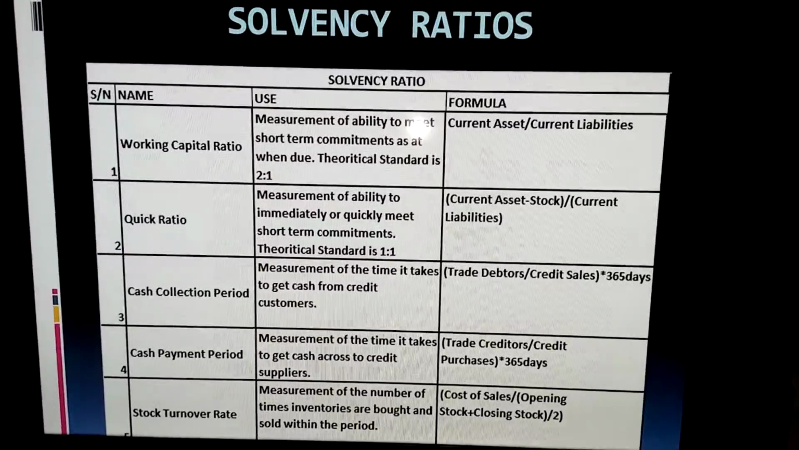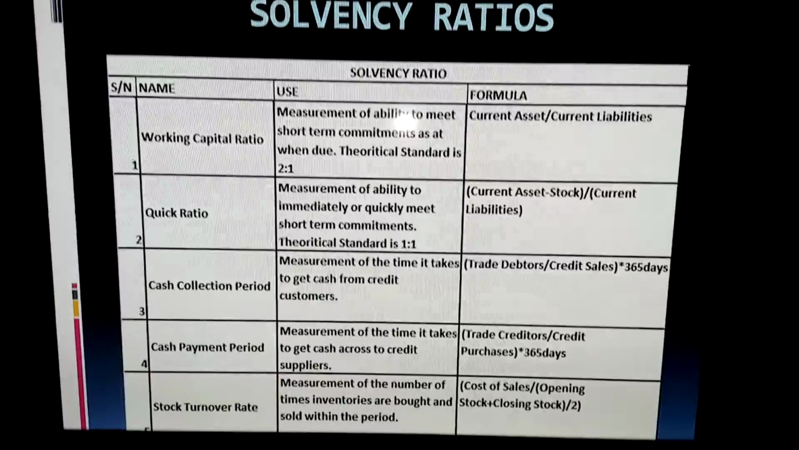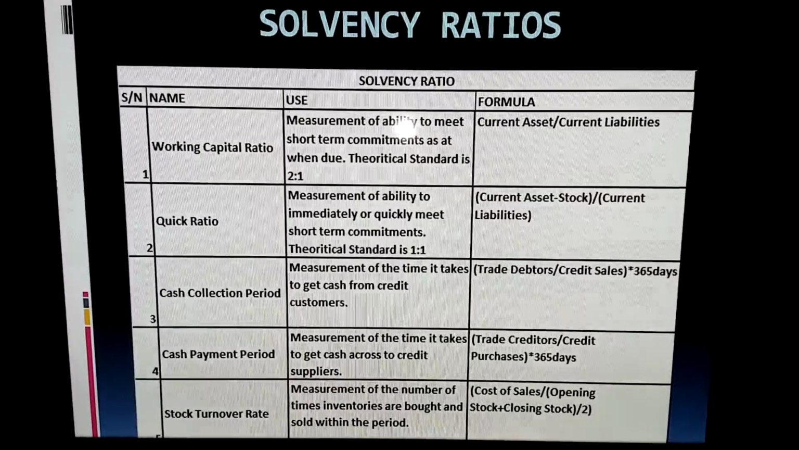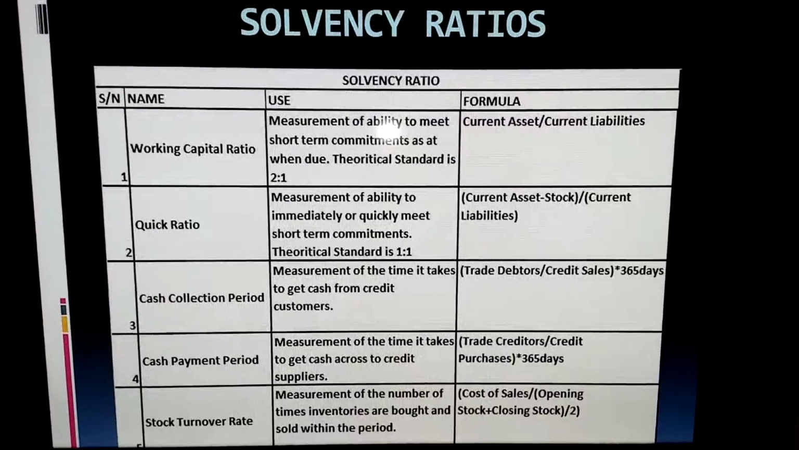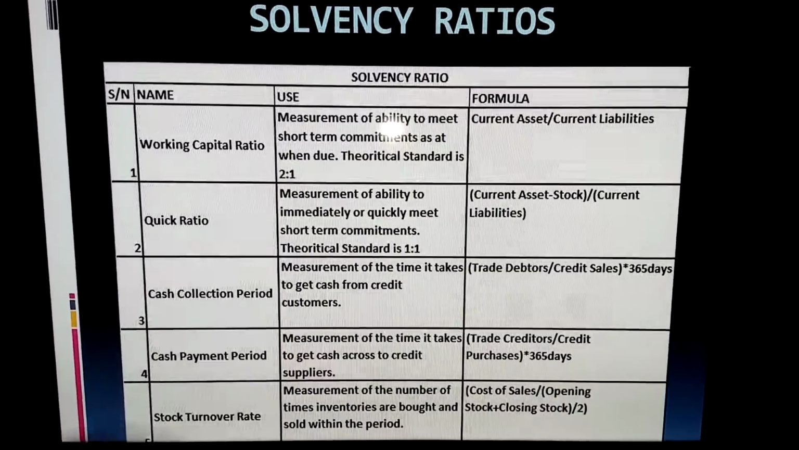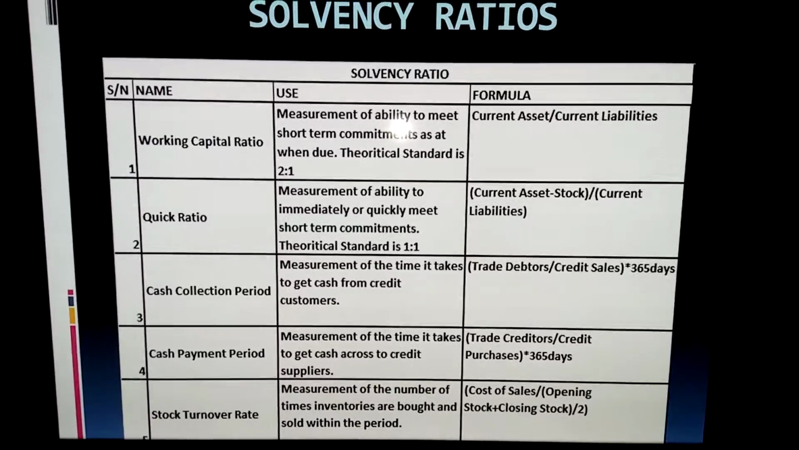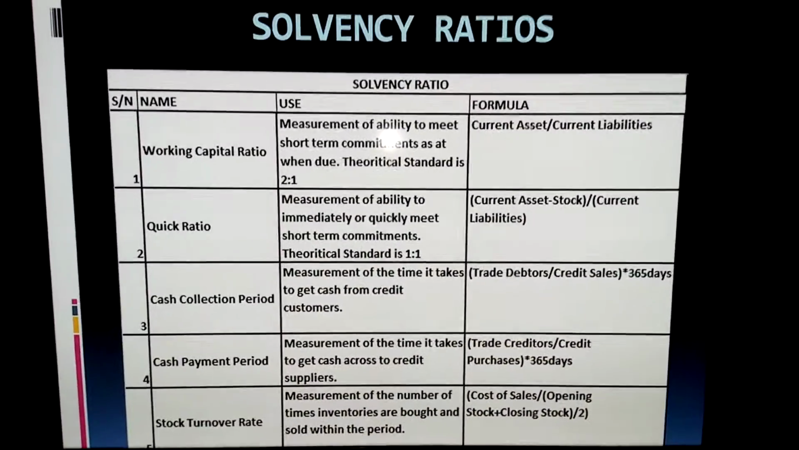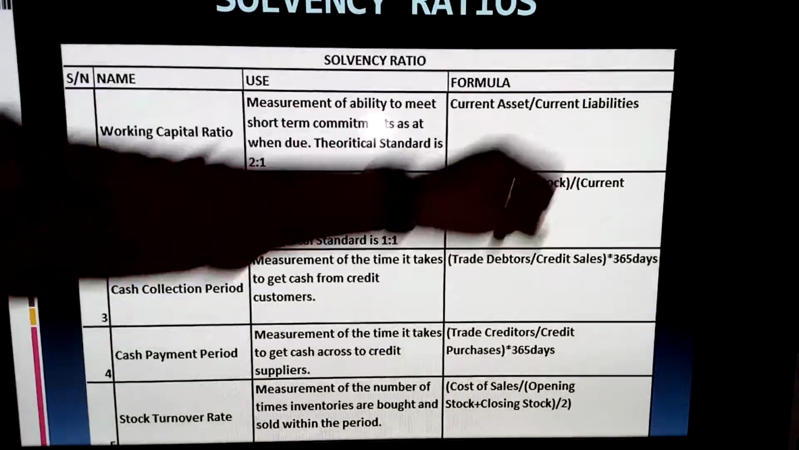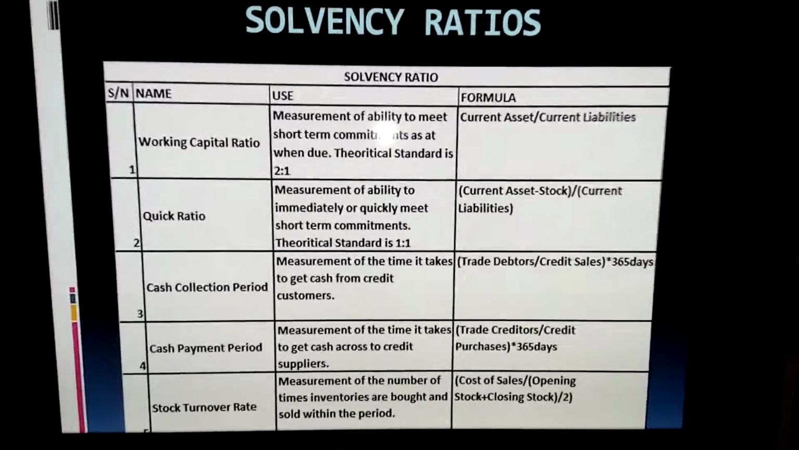Basically, you want to know how capable the business is in settling its short-term obligations. So the theoretical standard is 2-to-1. What we mean is that at every point in time, a good business should have 2 times its current liabilities in its current assets. Your current assets should be 2 times higher than your current liabilities. If your current liability is 1 million, the standard is that your current assets should be 2 million.